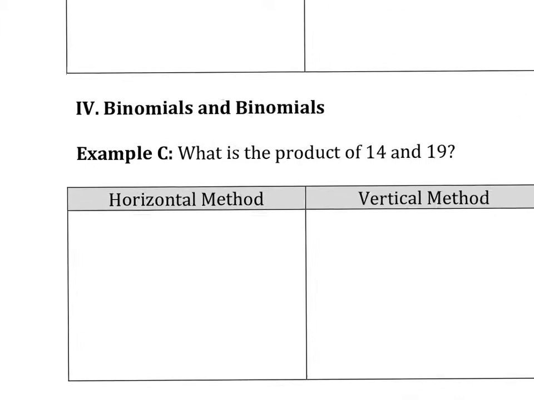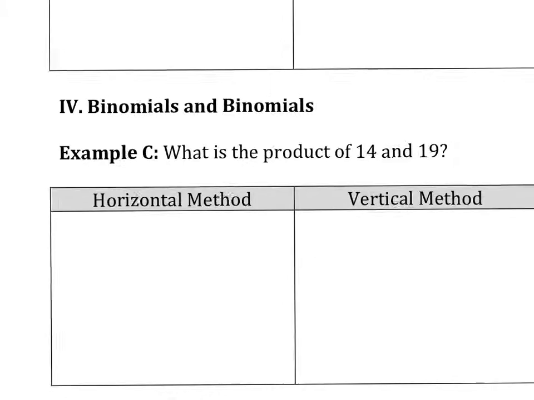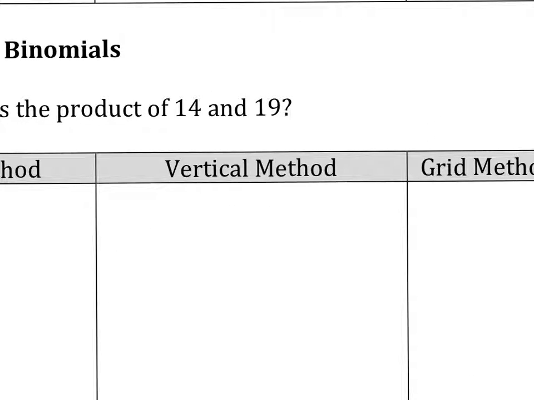So the second part we're going to look at is multiplying binomials times binomials. So, example C here. What is the product of 14 and 19? And most of you don't really have a problem with it, but watch the magic on this one here. Actually, I'm going to start with the vertical method and then work backwards. Of course, the vertical method looks something like this.